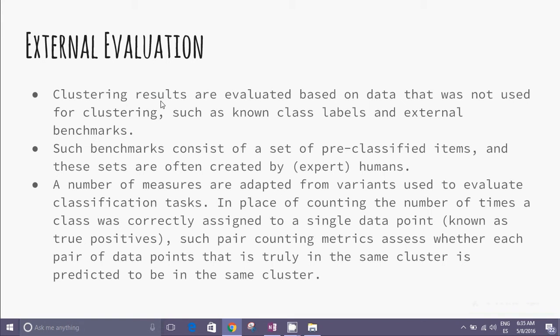About external evaluation, these types of evaluation methods measure how close the clustering is to the predetermined benchmark classes. However, it has recently been discussed whether this is adequate for real data or only on synthetic data sets with a factual ground truth.